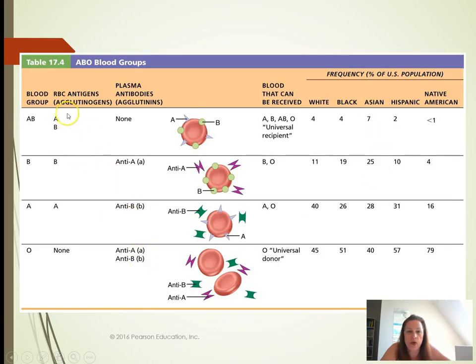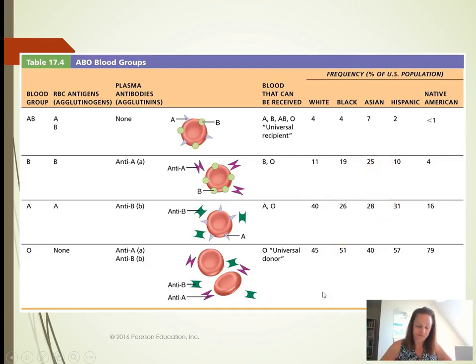So this is a great table. This is the blood group. This tells you which antigens are on the outside of the red blood cell. This tells you which antibodies are present. This gives you a picture. This tells you what blood can be received by that person. All right, and then this tells you the frequency in the population. You can see how blood type O is the most popular, most prevalent, followed by type A, and then B, and then AB.